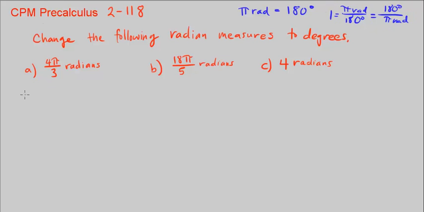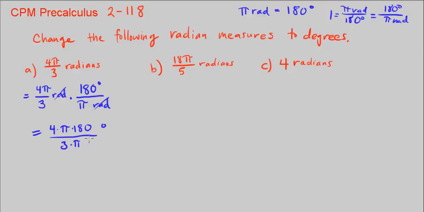So to begin with, 4 pi over 3 radians, we want to change it to degrees. So we want to multiply and have radians in the denominator, right? If we have pi radians in the denominator, we have 180 degrees in the numerator. We multiply these across, the radians cancel out, and we have 4 times pi times 180 all over 3 times pi, and this is now degrees.